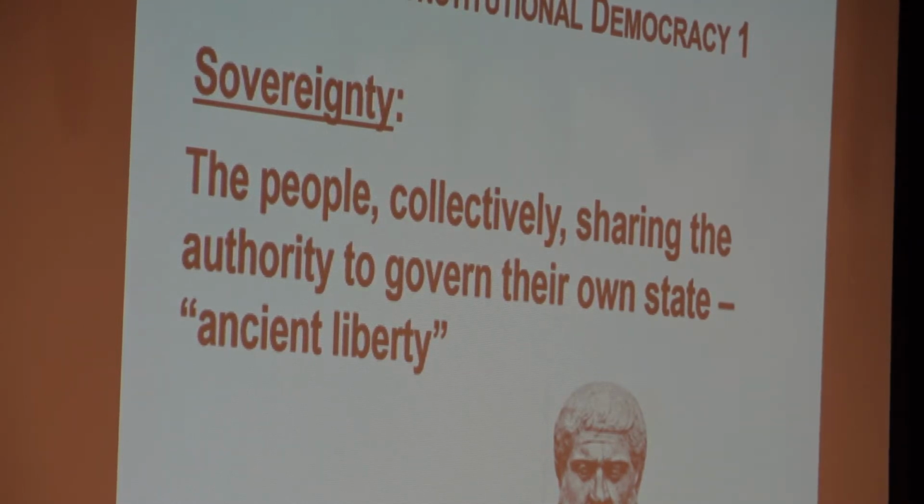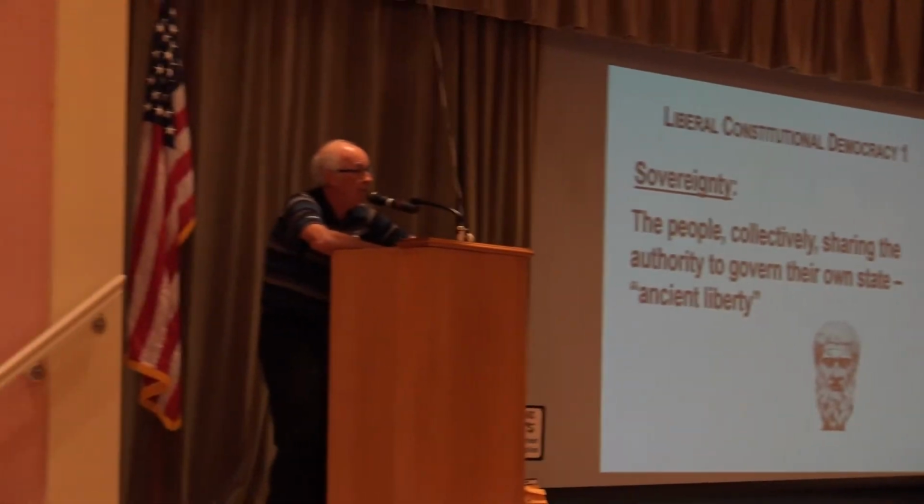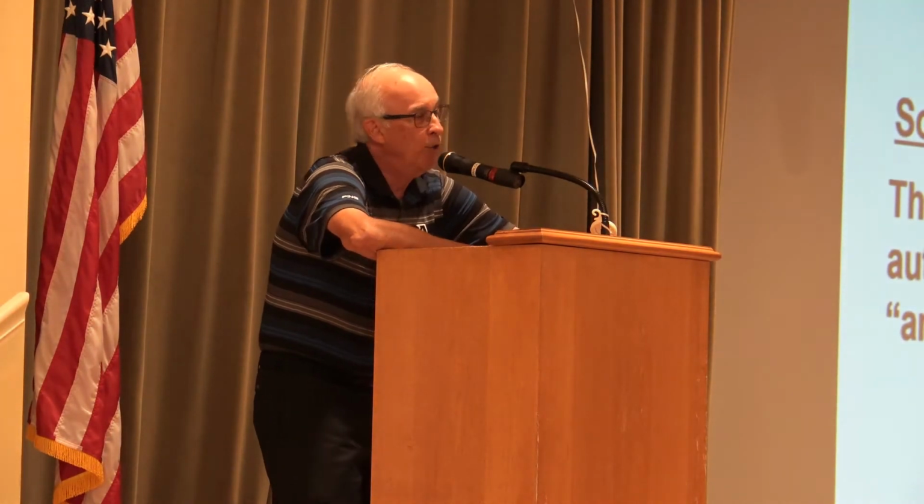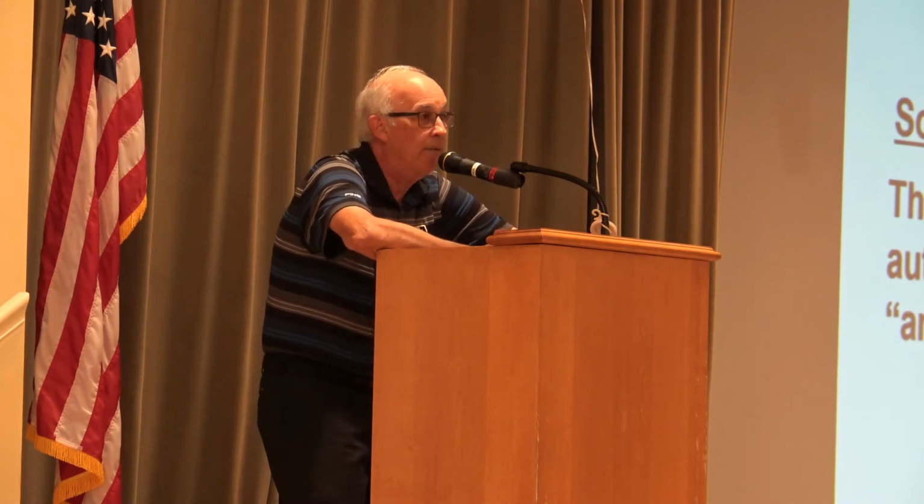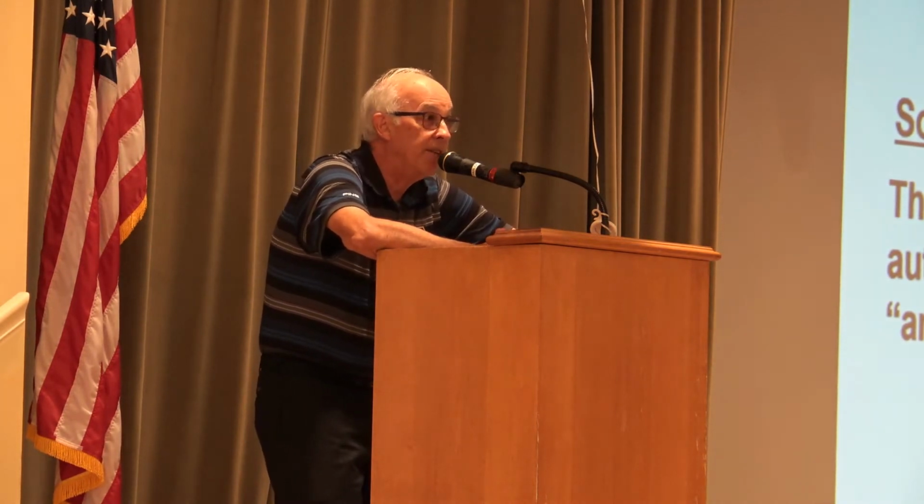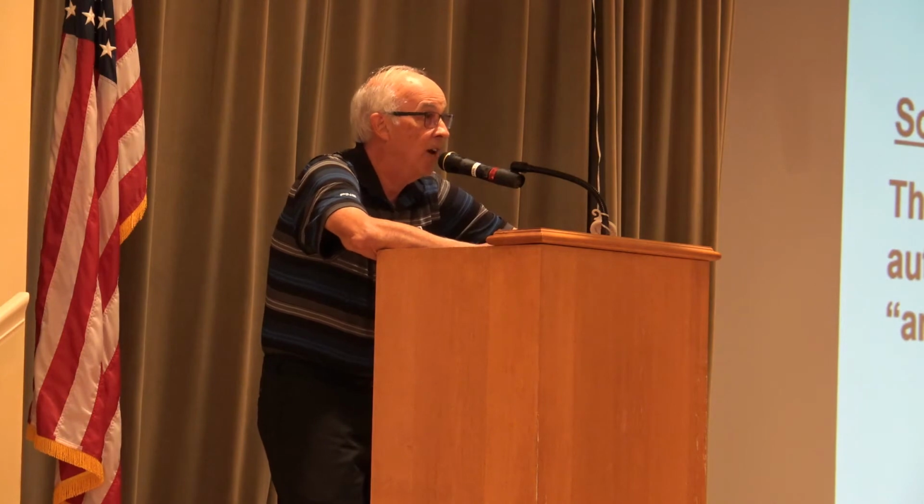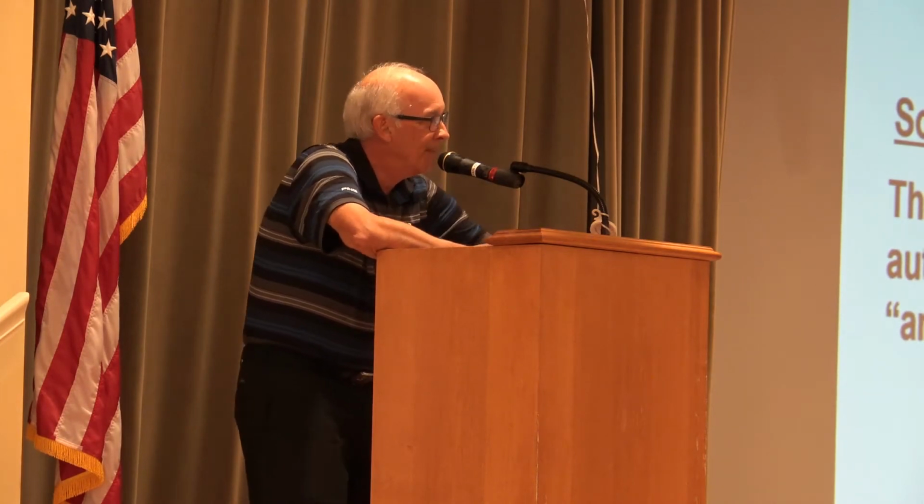So when you exclude people, when you exclude felons who have served their sentence, when you exclude people from voting, when you exclude immigrants who are legally here, who have become citizens, whatever, you are diminishing sovereignty. That is the basis of our liberal constitutional democracy. Next slide.